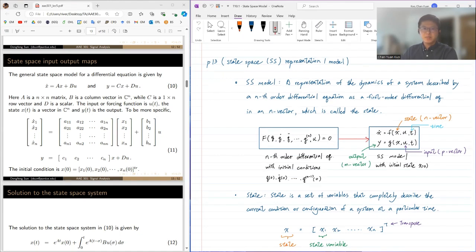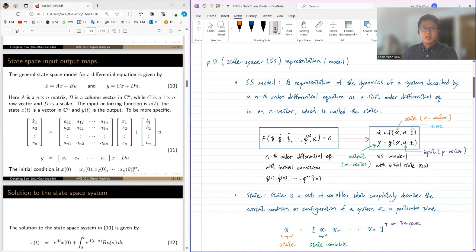First, the state space model is a representation of the dynamics of a system described by an nth order differential equation with n initial conditions as a first order differential equation in an n vector called the state with an initial state.